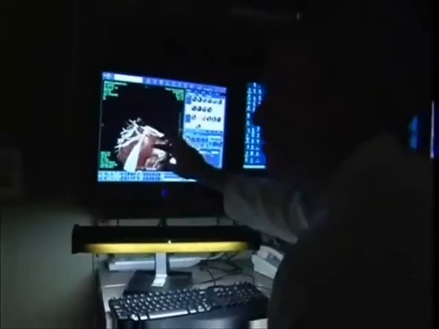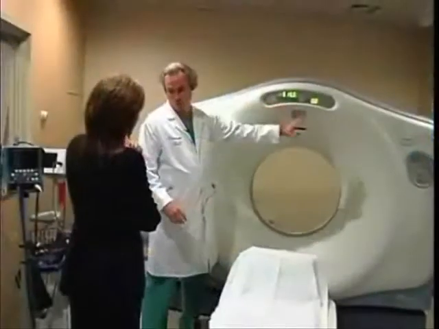The 64 slice is so fast and accurate, it has the ability to image the heart while it's beating, precisely producing diagnostic pictures within 5 to 10 seconds. Each time the X-ray equipment is spinning around the body, it's collecting 64 slices of data each time.